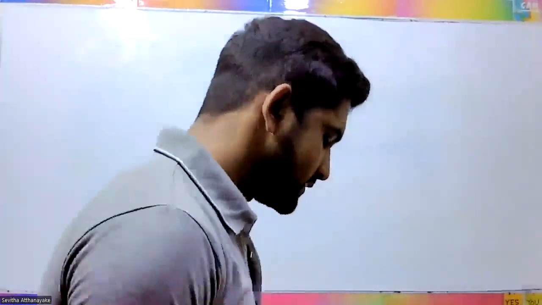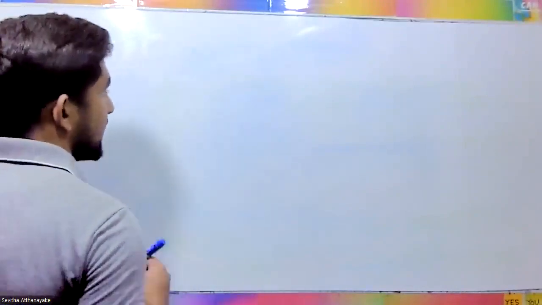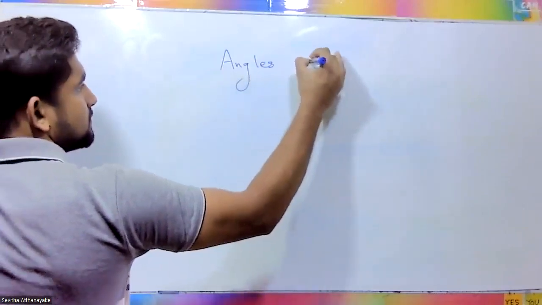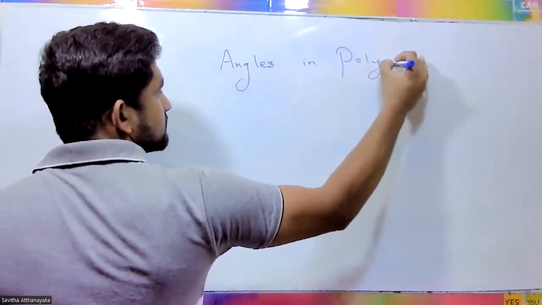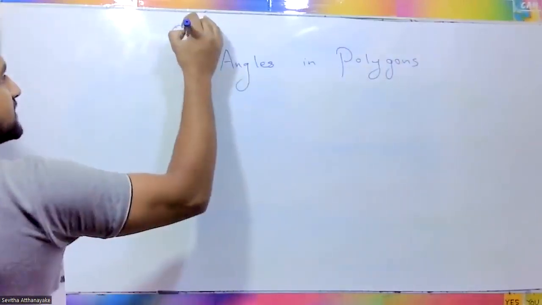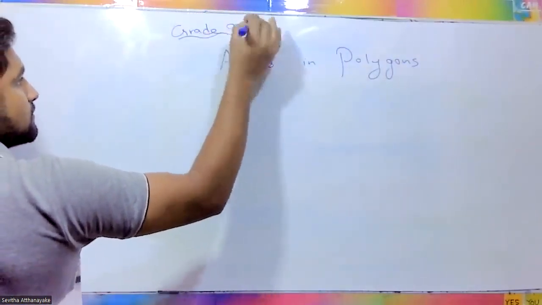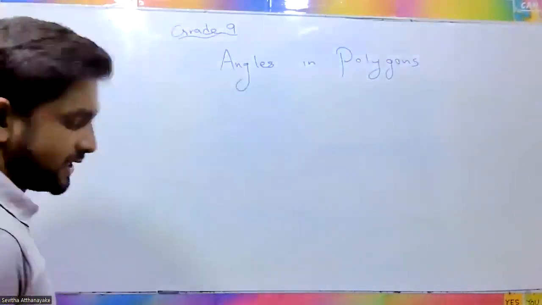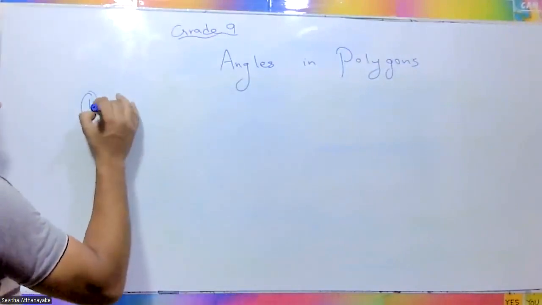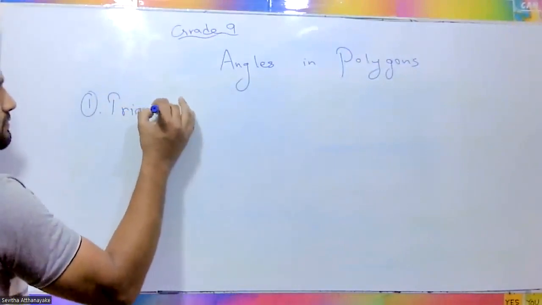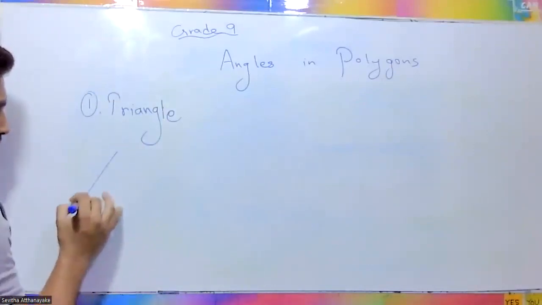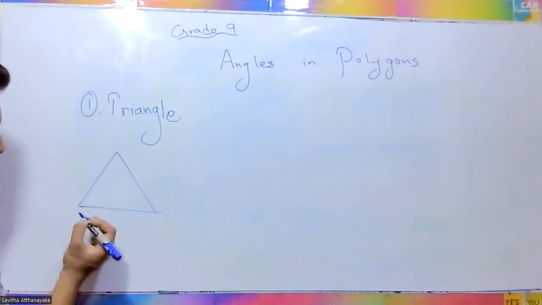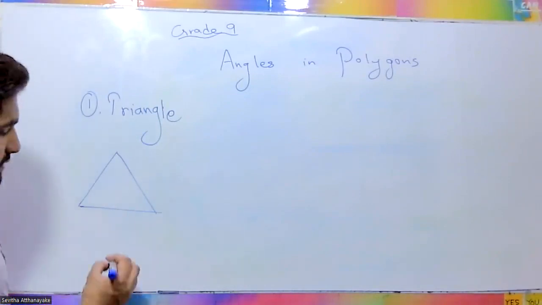Okay. First of all, we'll start from angles in polygons. This is a grade 9 lesson. So this will be a short note, not the full theory part. Then, first one, we have the triangle. Three sides. Then, what is the sum of interior angles of a triangle? It is 180 degrees.